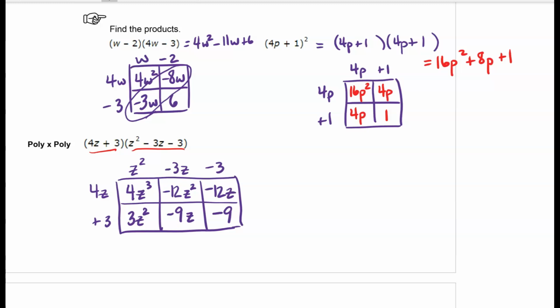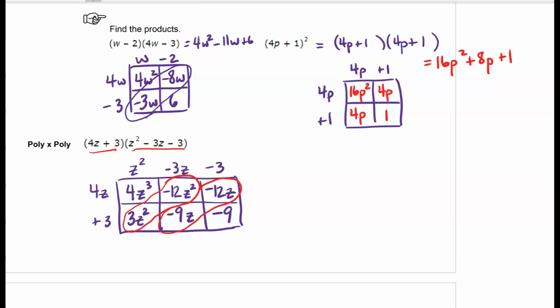You might notice that on this diagonal I have like terms because I have negative 12z squared and 3z squared. The variable and the power on the variable are exactly the same. In the next diagonal box I have like terms as well. Negative 12z and negative 9z can be combined.